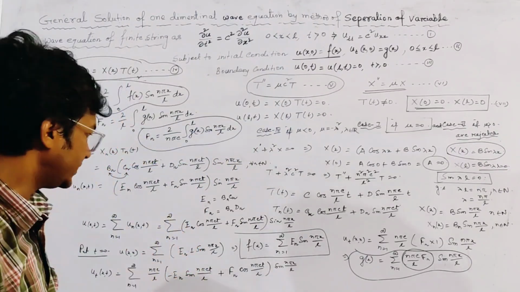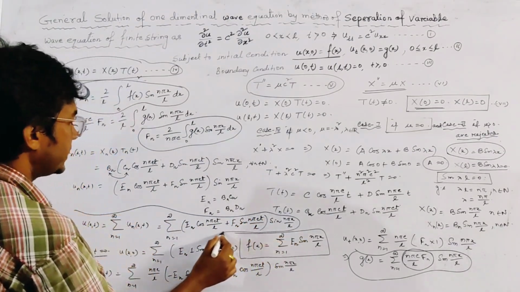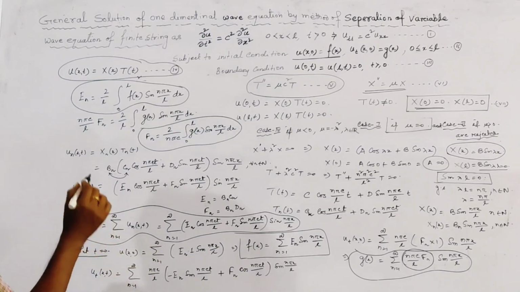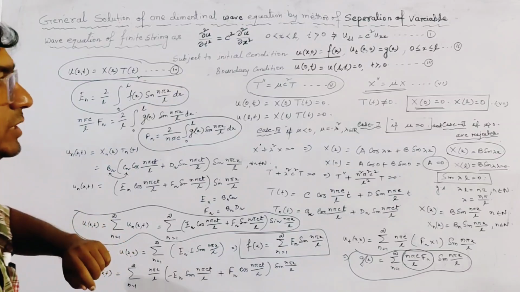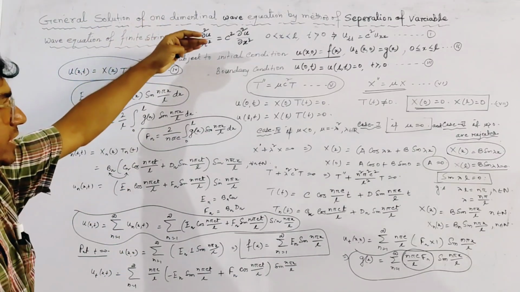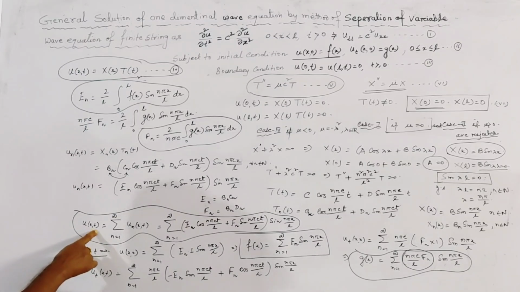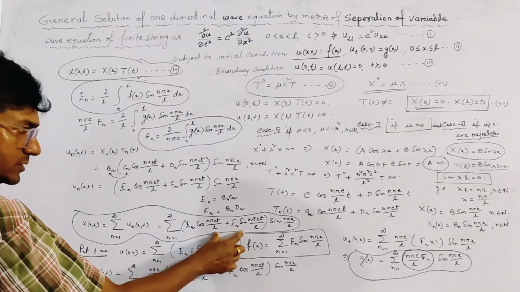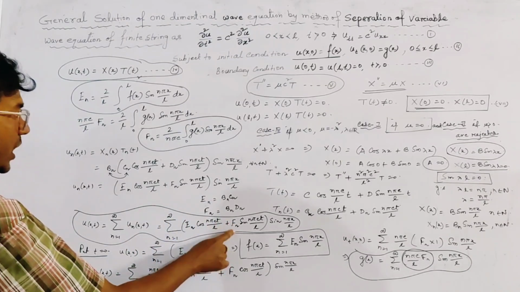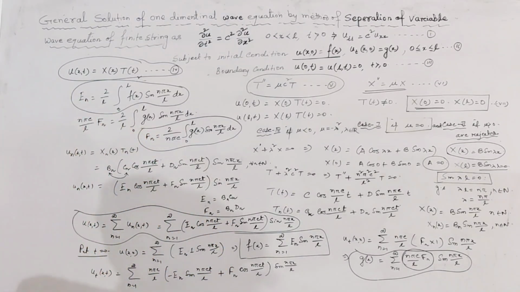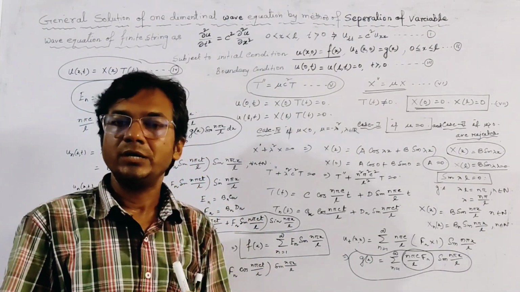Hence we say that this relation is the general solution of the one-dimensional wave equation by the method of separation of variables, together with the given initial and boundary conditions, given by u(x, t). This is equal to this side, where the arbitrary constants E_n and F_n are given by this and this relation. Okay, this is the complete solution of the wave equation.